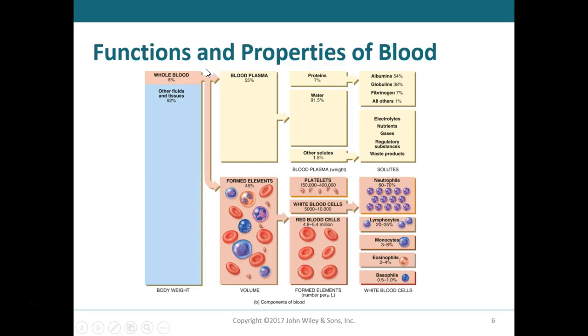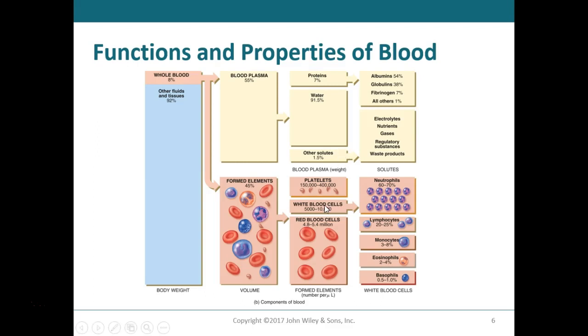So we've got the plasma and then the formed elements. Here you can see all of the formed elements, okay? Included in those formed elements, we have somewhere between 150 to 400,000 platelets per microliter. A microliter is one millionth of a liter. Okay, so in a liter, you have 1,000 milliliters and 1 million microliters.